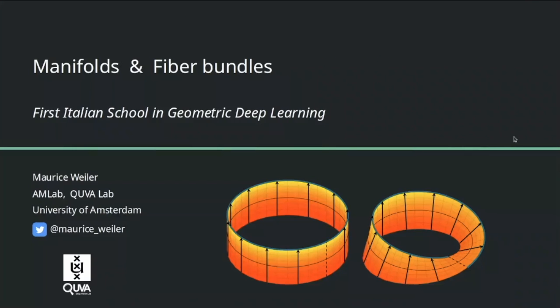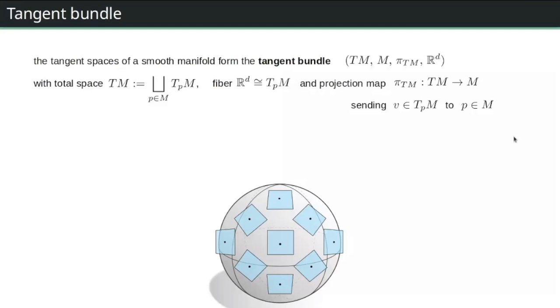I didn't finish my slides on Monday on fiber bundles, and I just have two or three slides which I put in here to make that a little bit more formal. If we look at the tangent bundle, that is formed by the tangent spaces of a smooth manifold. We have a total space given as the disjoint union of all tangent spaces. Just think about taking together all tangent spaces, you get your tangent bundle. The fiber is R^d, since the tangent spaces are vector spaces, modeled by a Euclidean vector space. You have a projection map which sends points in the tangent bundle to the manifold in the obvious way, such that a vector at T_pM is mapped to p in the manifold.